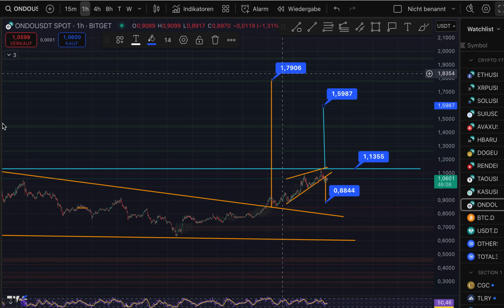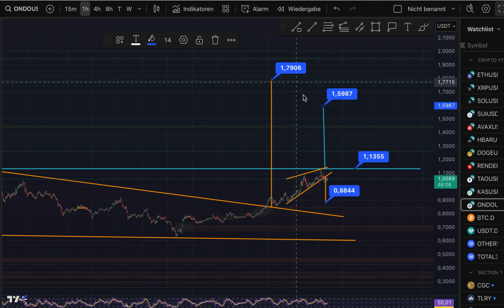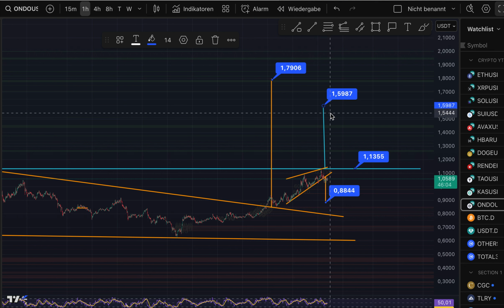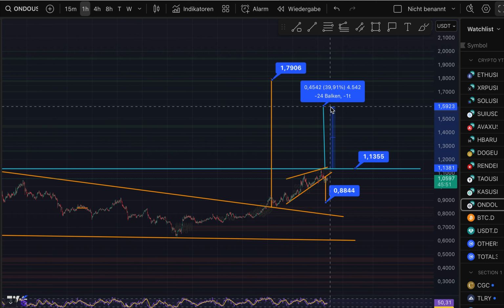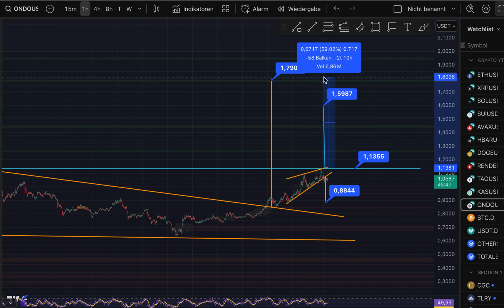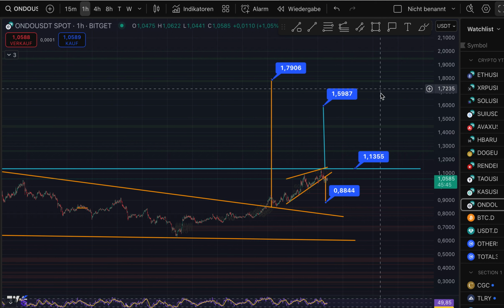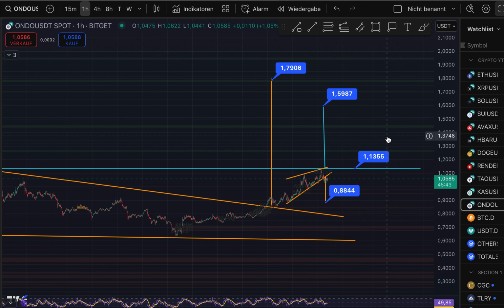$1.60 to $1.80. I know it looks like a lot between that. Yeah, it is for sure. The spread between $1.60 and $1.80 is huge. But if we just take the minimum target from right here to $1.60, this is already 40%. And the maximum target is going to be 60%. So both is good. 40% or 60%, I don't care. Give me both.